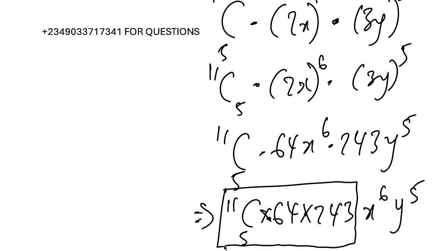11 combination 5 times what? 64 times what? 243. You have answered the question. I hope you are getting what I'm explaining.